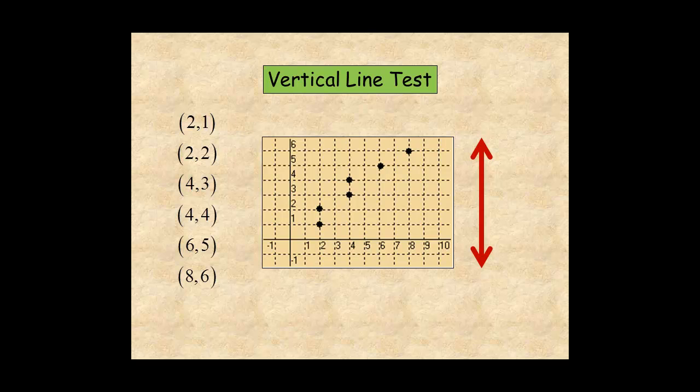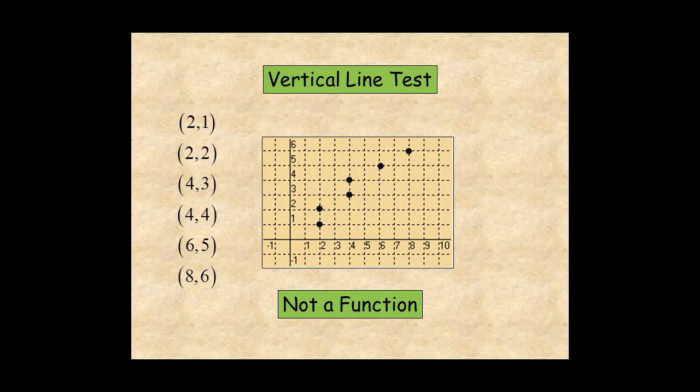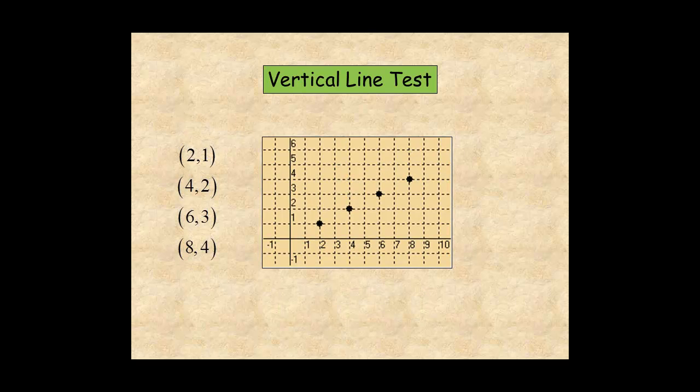Notice this relation fails the vertical line test at x equals 2 and at x equals 4. Since this relation fails the vertical line test, it's not a function. Here's an example of a relation that passes the vertical line test. No matter where you draw a vertical line, it passes through only one point on the graph. Since this relation passes the vertical line test, it is a function.